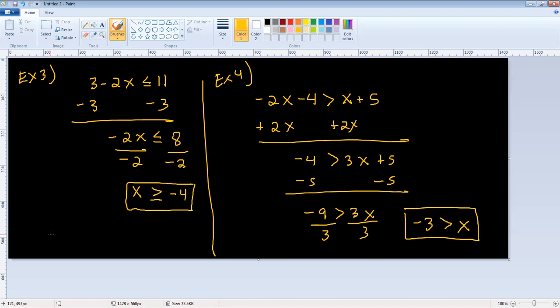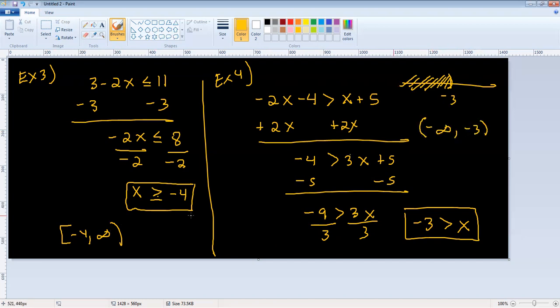And what's really cool about these is that you can actually write them like this. So x is bigger than or equal to -4. -4 to infinity is the same thing as x is bigger than or equal to -4. Over here, x is less than -3. So you have to think this is -3, and we're going to go less than that. So we're going to go this way. So this is -infinity to -3.